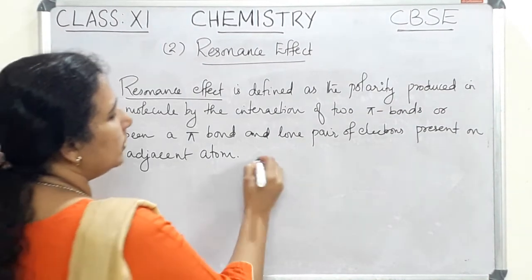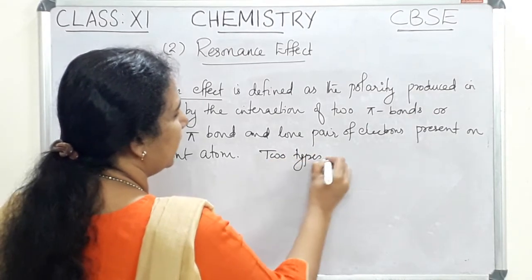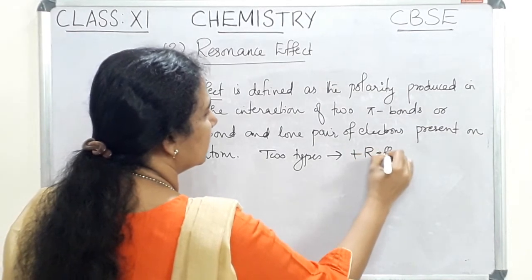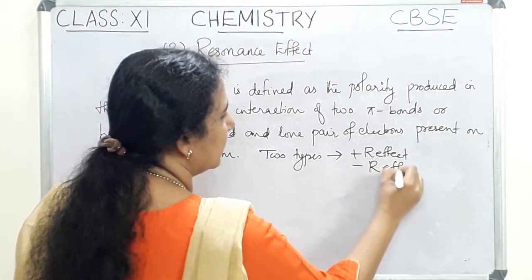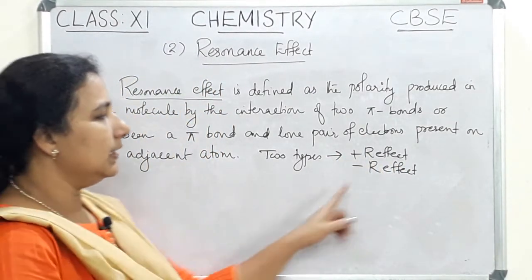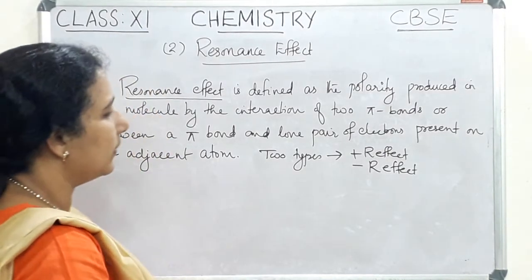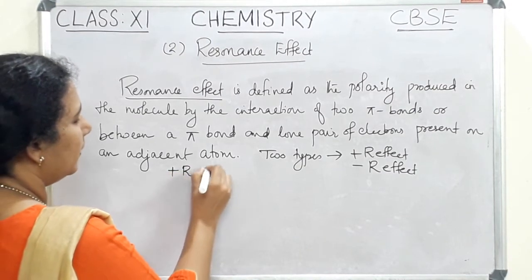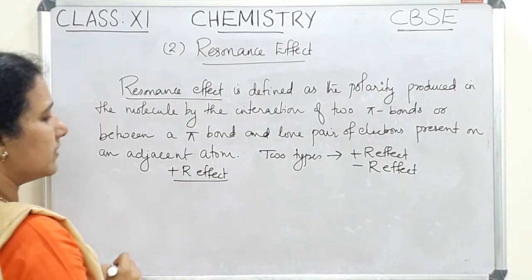So there are two types of resonance effect. One is called a plus R effect and the other one is called a minus R effect. So positive resonance effect and negative resonance effect. Let us consider the first one, plus R effect, that is positive resonance effect.